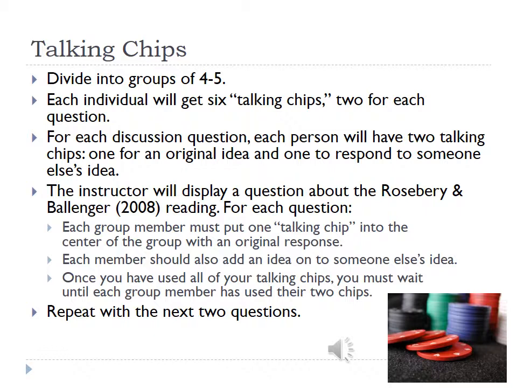In the next slide, some questions related to the Roseberry and Ballenger reading will be displayed. For each question, each group member will put 1 talking chip into the center of the group with an original response. You'll also put a talking chip into the center of the group to add on to someone else's idea. Once you've used both of your talking chips for that question, you must wait until each group member has used their 2 chips. The chip strategy will start over when the instructor moves on to the next question.